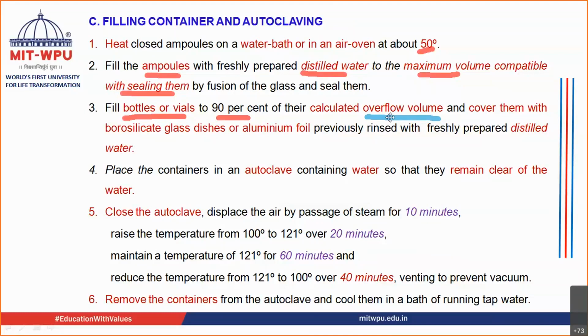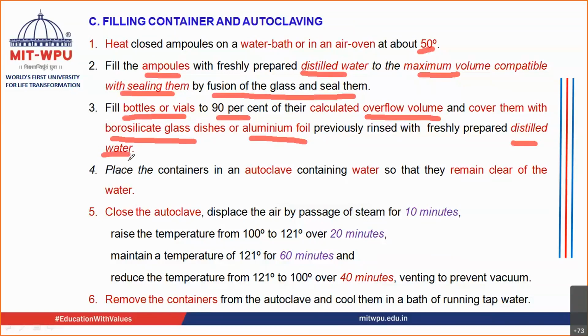In case of an ampoule, once you fill it, you are going to do the sealing of it with the help of glass. You can do the pull seal or you can do the tip seal. If it is bottles or vials, you are not going to apply the rubber stopper over there. What you are going to do is cover them with borosilicate glass, or cover them with aluminum foil, which is previously rinsed with distilled water.